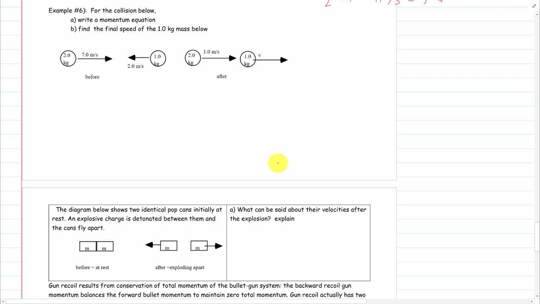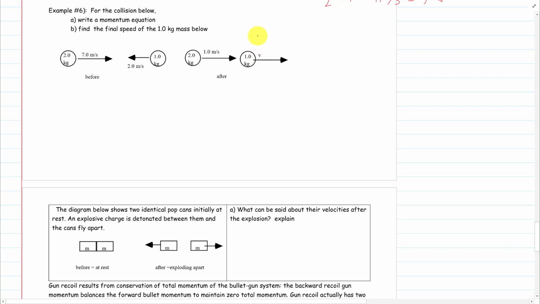So let's just finish up with number 6. For this collision below, we have two objects swinging towards each other. One is moving at 7 and it's 2 kilograms. The other one is moving at 2 and it's 1 kilogram, for a head-on collision. After the collision, the 2 kg object has slowed down from 7 to 1. We want to know what the velocity of the other one is.